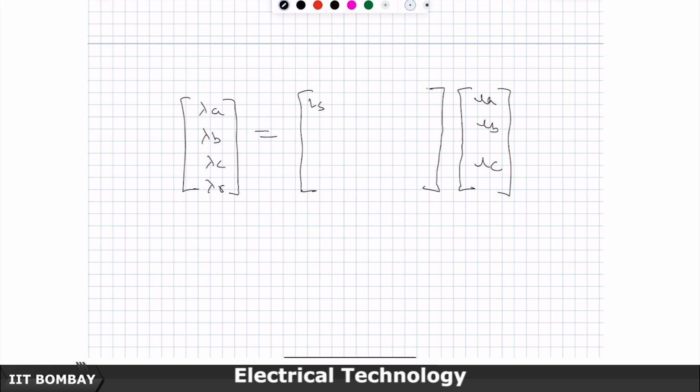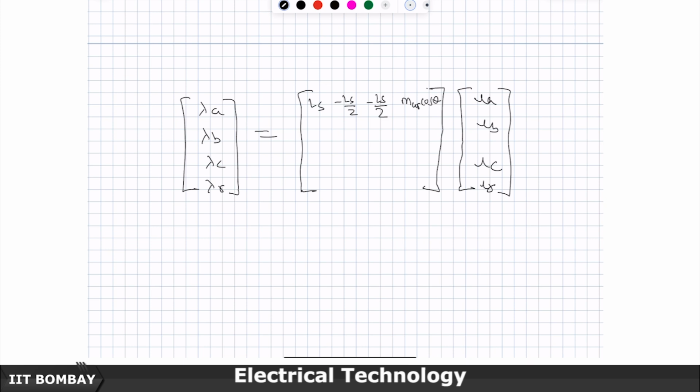So, the flux linking the stator A phase winding is its own self inductance times its own current, plus the mutual inductance between A and B, which is minus Ls by 2 times the B phase current, and then the mutual inductance between A and C, which is minus Ls by 2, these are all constant numbers, times IC, and then the flux coming due to the mutual inductance between the rotor, which is at a position theta, and the stator.